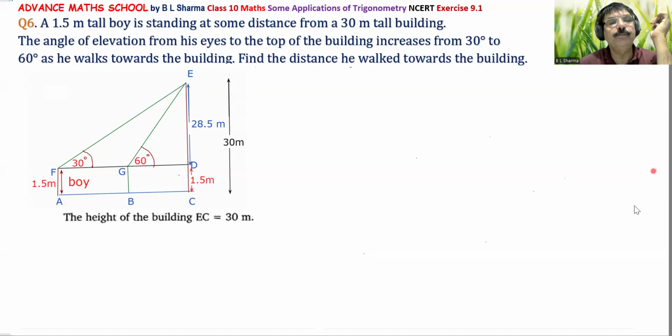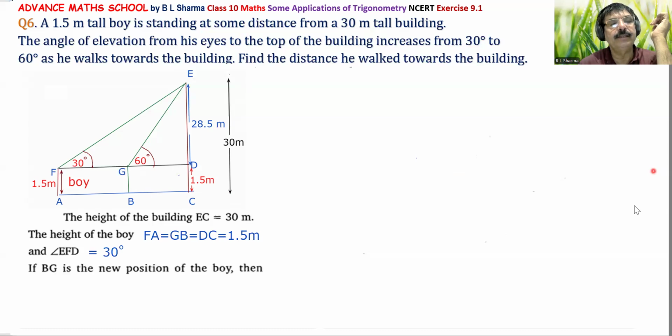So first of all, the height of building is AC, that is 30 meter. The height of the boy, that is AF, or now you can say BZ, or you can say DC, that is equal to 1.5 meter. And angle FED, that is 30 degree. If BZ is the new position of the boy, then angle EZD, that is 60 degree. And ED is equal to 28.5 meter. Total 30 है. 30 में से 1.5 subtract करें, then this DE or ED, that is 28.5 meter.